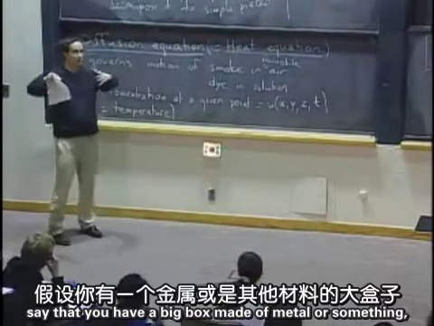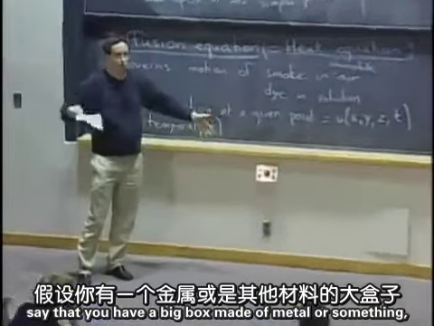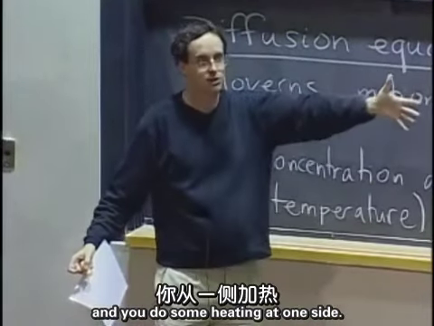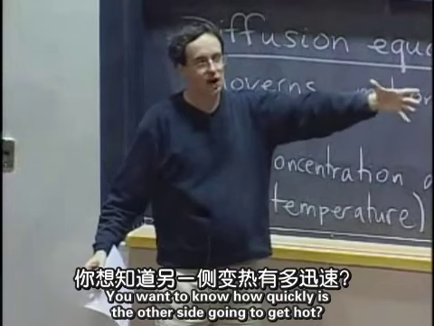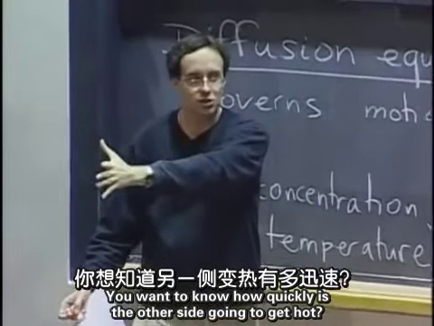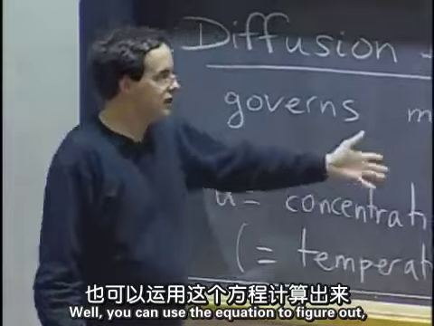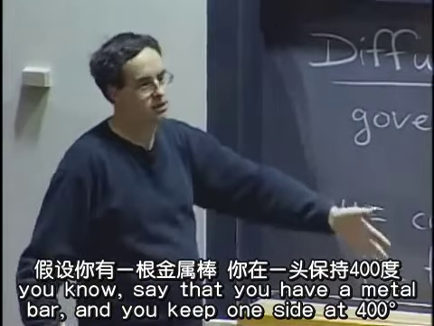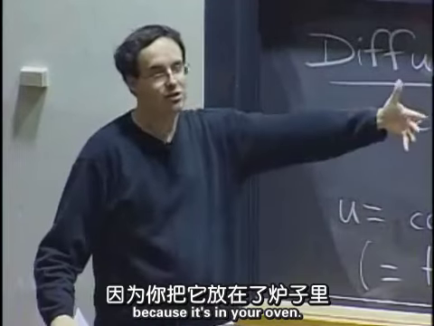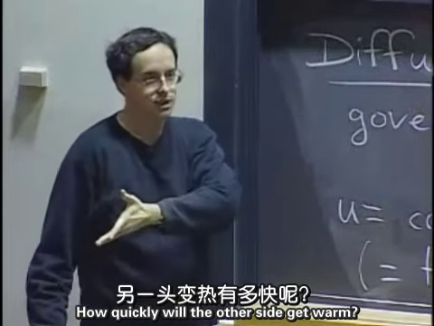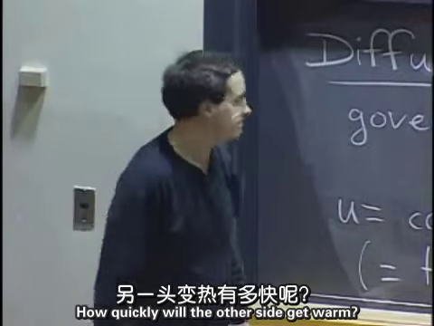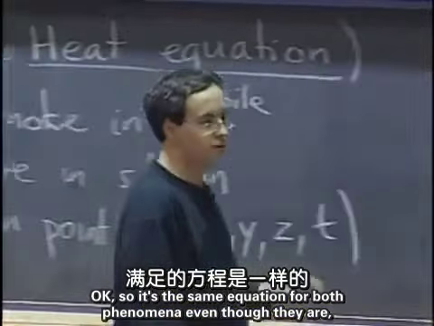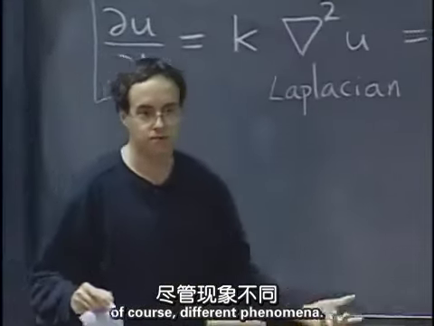So, for example, say that you have a big box made of metal or something, and you do some heating at one side. You want to know how quickly the other side is going to get hot. Well, you can use the equation to figure out, say that you have a metal bar and you keep one side at 400 degrees because it's in your oven. How quickly will the other side get warm? Okay, so it's the same equation for both phenomena, even though they're, of course, different phenomena.